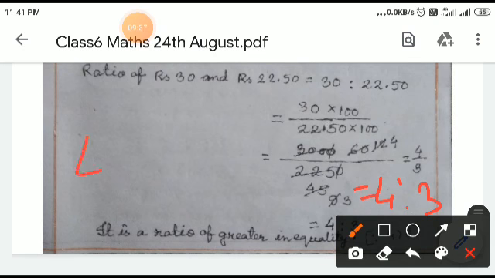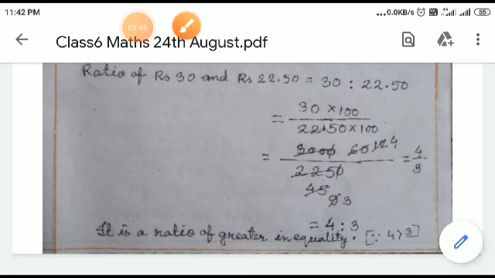Here the first term is 4 and the second term is 3. So the first term 4 is greater than the second term 3. So it is a ratio of greater inequality.